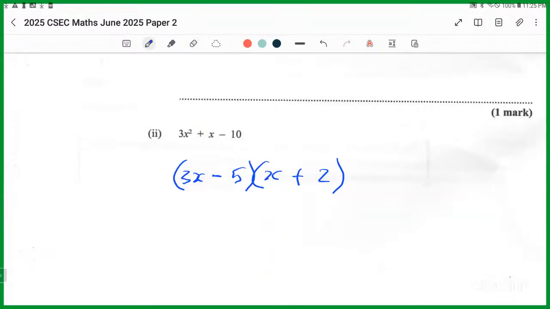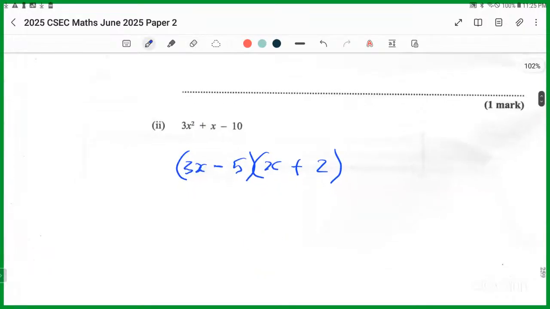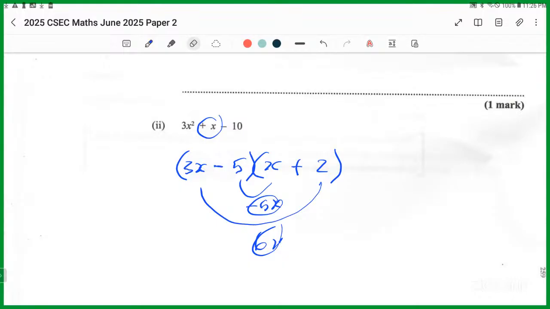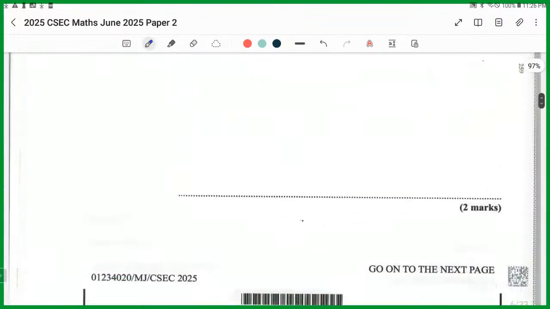If you want to run through the process of doing the long way to do it, then fine. But also double check. This time this is 3x squared. Then the minus 5 times 2 is negative 10. And the far product is 6x and the near product is minus 5x. These two add to that middle term. So you can accept that this factorization is correct, in any order.